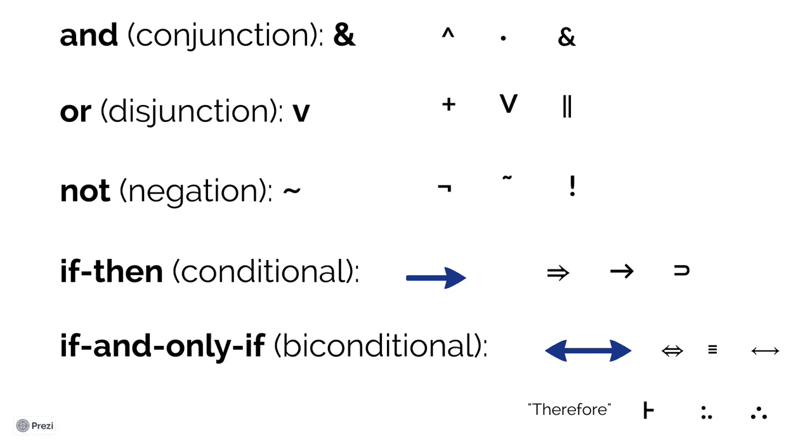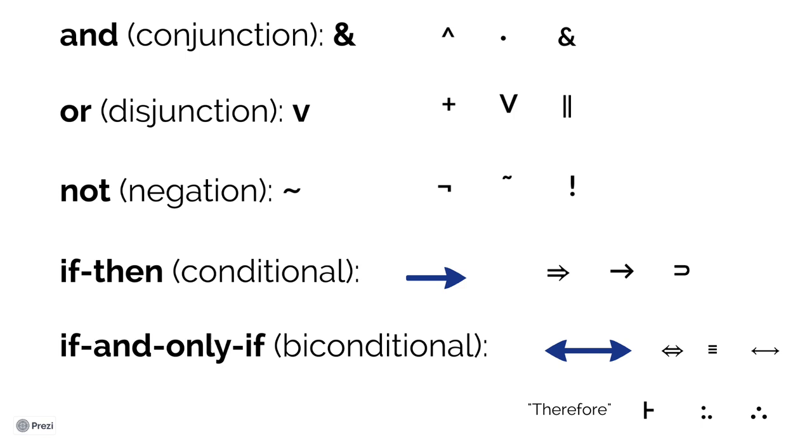A conditional or if-then statement is represented with a right arrow. But it may also show up in the form of a horseshoe symbol. Additionally, because it might be easier on a computer, you might occasionally see a right arrow without a stem, so it looks like a right-facing caret symbol. So if you see that, that just means right-facing arrow, and we will use a full right-facing arrow in this course.